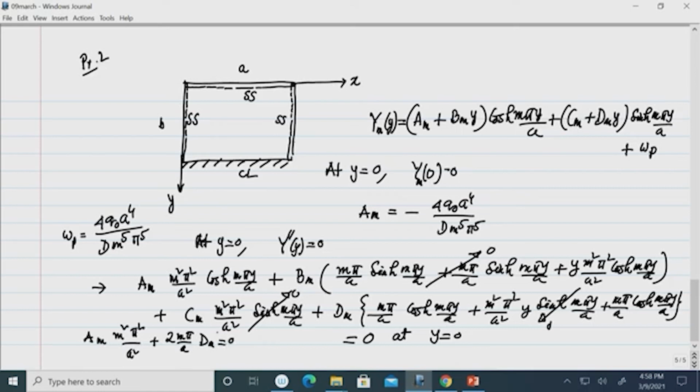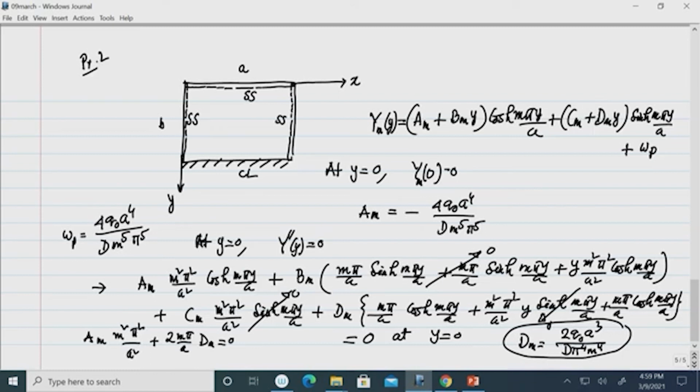Now, since a_m is calculated earlier, we can now get the d_m. After getting a_m and d_m, of course, I am writing this value of d_m. d_m will be 2 q naught a cube divided by d pi to the power 4 m to the power 4. So, value of d_m is this, 2 q naught a cube, pi to the power 4 and m to the power 4. Okay. So, two constants a_m and d_m are known.